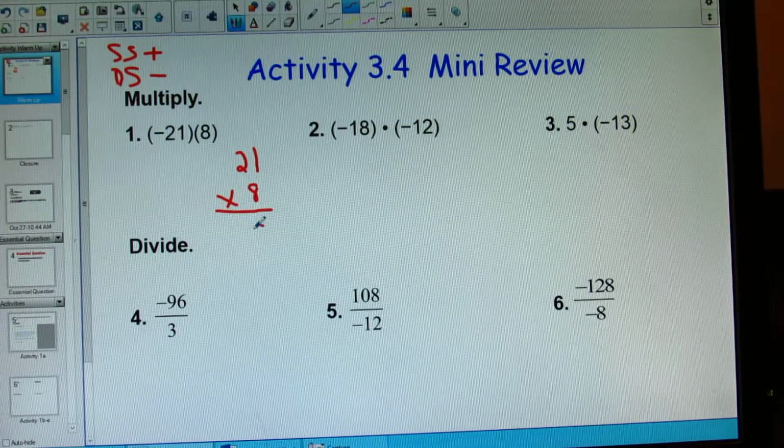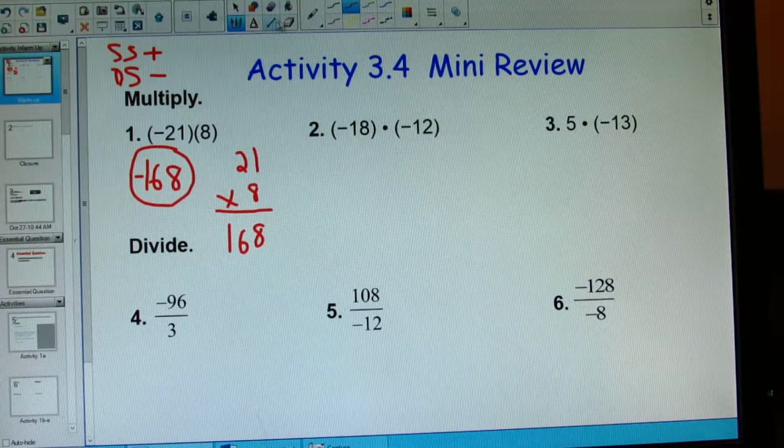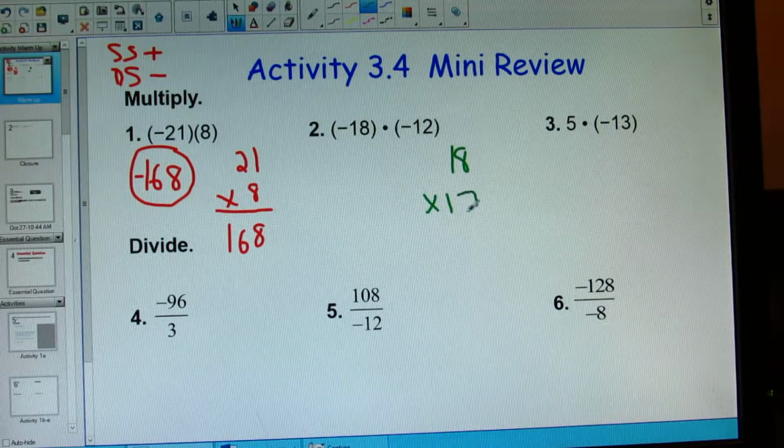8 times 1 is 8. 8 times 2 is 16. My final answer will be 168, and it will be negative because I have different signs. Final answer, negative 168. Next one is 18 times 12. I got a negative 18 and a negative 12. That doesn't matter right now. I'm just going to multiply 18 times 12.